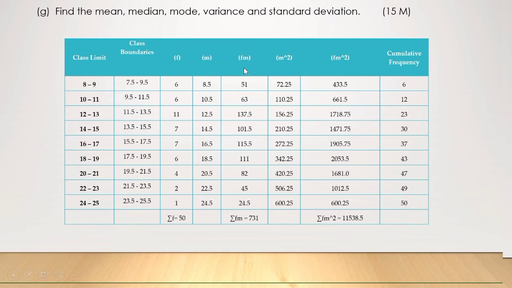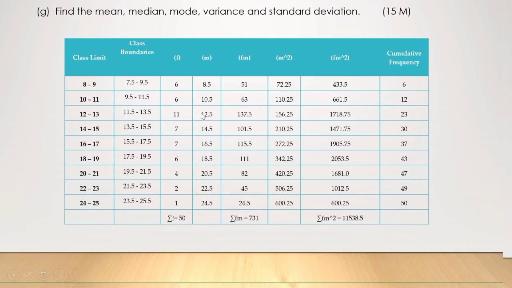And this will be frequency multiplied by midpoint. 6 multiplied by 8.5 will get 51. While this is the midpoint squared. 8.5 squared will be 72.25. And this column will be frequency multiplied with midpoint squared. Frequency 6 multiplied with midpoint squared 72.25 will be 433.5. And the cumulative frequency like the previous table.